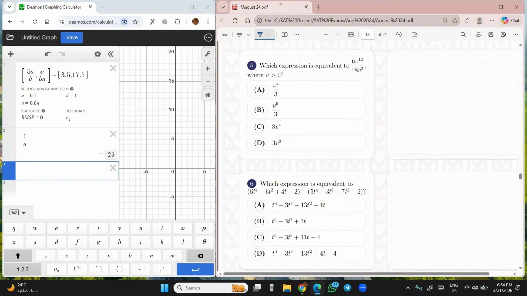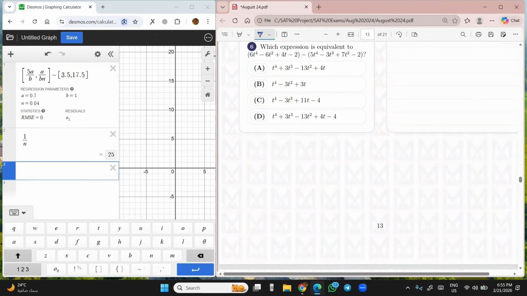Question number 5. Which expression is equivalent to this, where v is greater than 0? If you look here, you see a division, and then v to the power of 12 is up and v to the third power is down. When we divide, we need to consider subtracting the exponents. So v should be to the power of 12 minus 3, which is equal to 9, and then these numbers can be easily divided. So 6 over 18 is equal to 1 over 3. So that's our answer, which is very similar to this, v to the 9th power over 3. And then the answer is letter B.